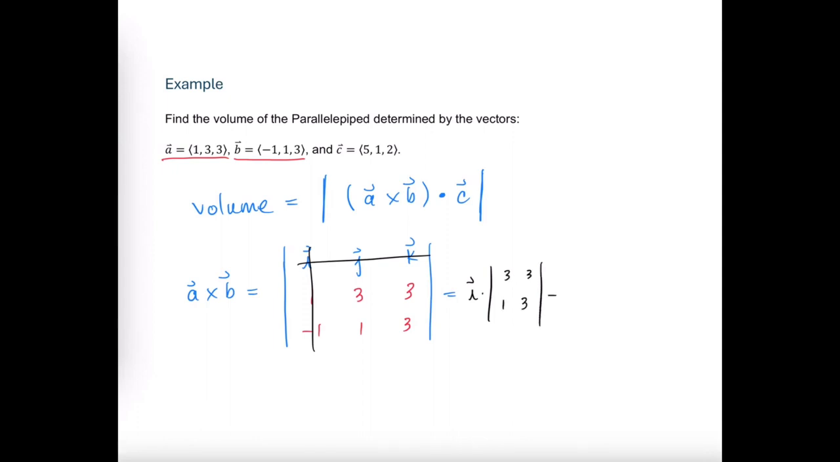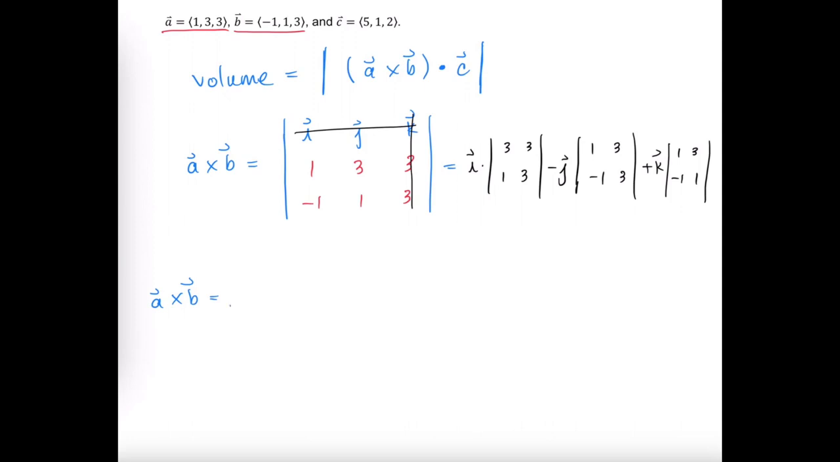And then we subtract the J vector times the 2 by 2 determinant of the matrix that would remain if I eliminate the row and column that contain J. So that's going to be 1, 3, negative 1, 3, closed determinant, plus the K vector times the 2 by 2 determinant that would remain if I were to cancel out the row and the column that contain K. So that's going to be 1, 3, negative 1, 1.